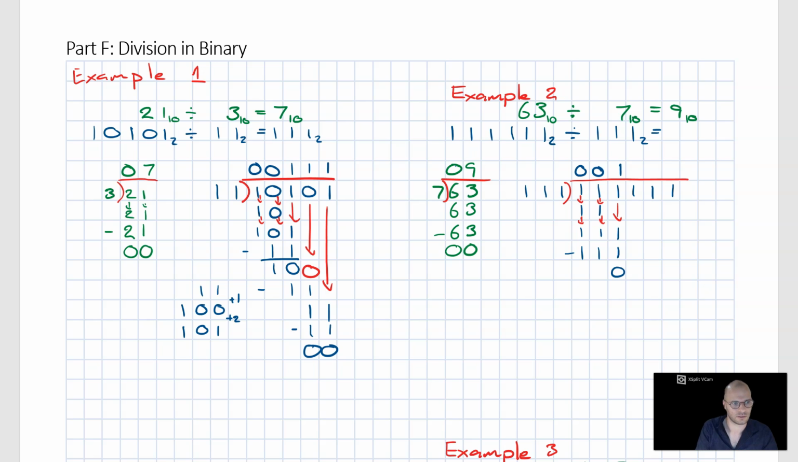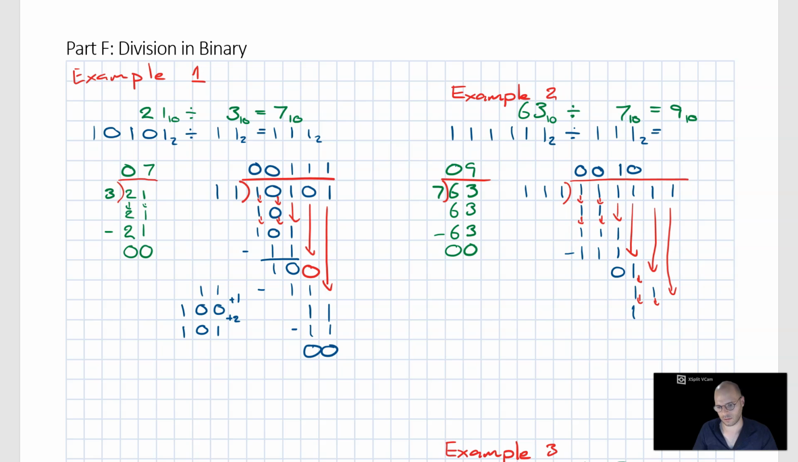Alright, now, grabbing the next digit along, we bring it down, and we're going to have 01, or just 1. Does it fit? No, it does not. Drag the 2 digits down. That will be 1 and 1. Does 111 fit in 11? No, it does not. So we're going to drag everything down again.